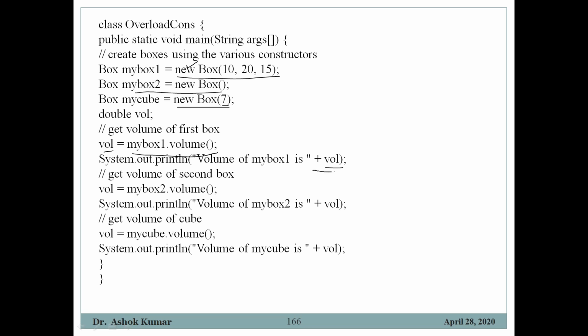In the rest of this program, we are calling the volume function again with different objects. So these will also return the volume. We have called the volume twice again with different objects, and then we are printing the value. So these three to four lines are the same as we discussed in these two lines, so I'm not going to discuss them in detail.